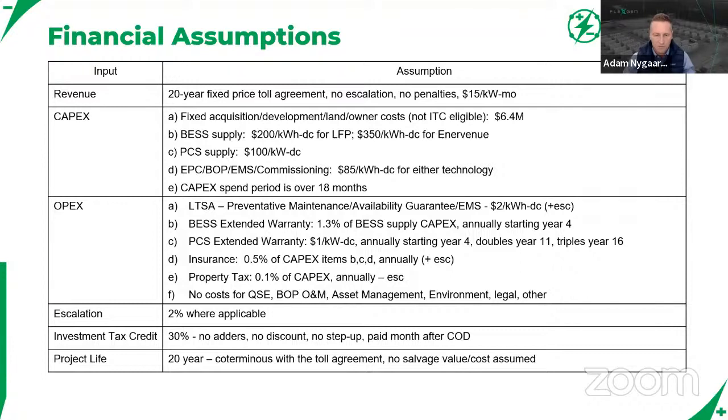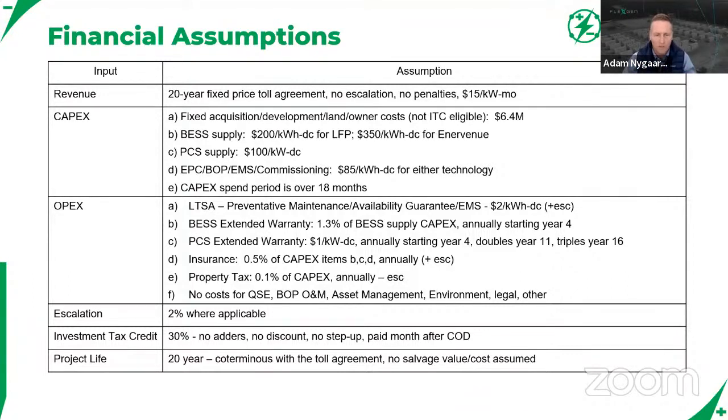BESS extended warranty, similarly, very directly attributable to just the battery portion that's being installed. And then other assumptions for expenses are inverter extended warranty, insurance, property tax. We don't have any costs assumed for qualified scheduling entity, because in this case, the off-taker would qualify as that and be that entity. And then also some other things as well. So tried to keep it simple, but also at least complicated enough to show directionally how a change in the usage profile here impacts returns.